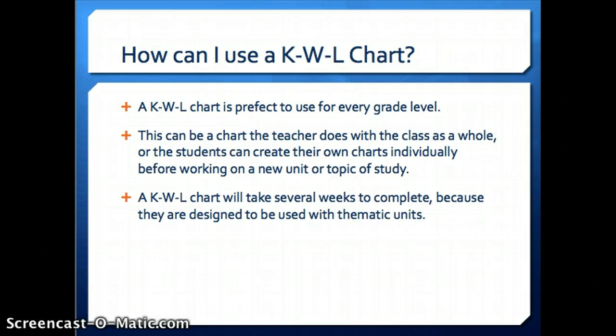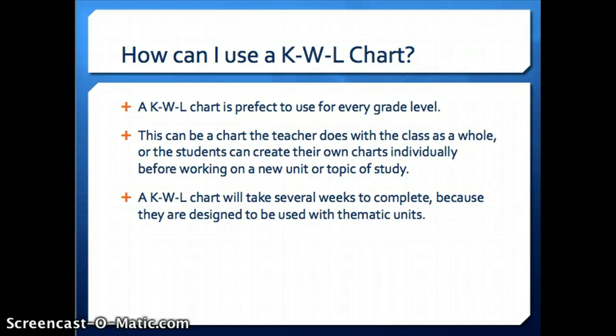You can also have students create their own charts individually. This can be done like with the small group if you were having students work in teams or in partners or in groups, or if the students are doing individual topics of study, they have the choice of creating a KWL chart individually before they get started on their specific unit or topic of study.